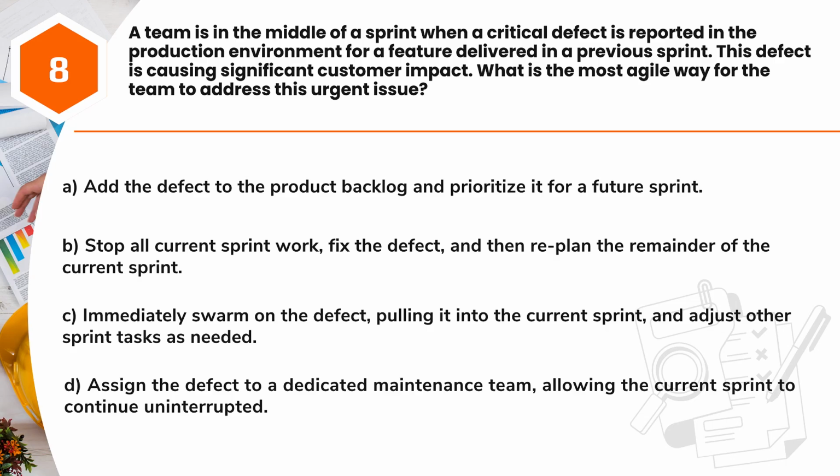A. Add the defect to the product backlog and prioritize it for a future sprint. B. Stop all current sprint work, fix the defect, and then replan the remainder of the current sprint. C. Immediately swarm on the defect, pulling it into the current sprint, and adjust other sprint tasks as needed. D. Assign the defect to a dedicated maintenance team, allowing the current sprint to continue uninterrupted.